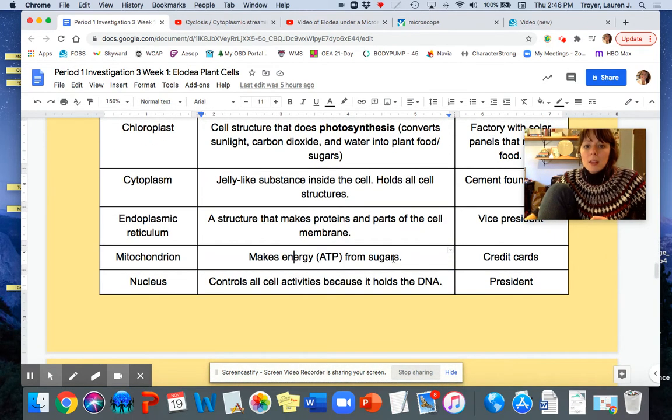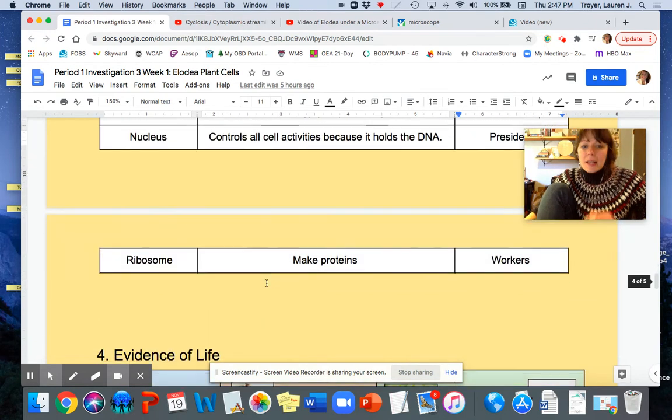Okay. We said credit cards. I don't know. It was like fast cash, we were thinking. It's like easy to use. But an espresso or a Starbucks, that would work too. All right, we already did nucleus. And the last thing is ribosome.